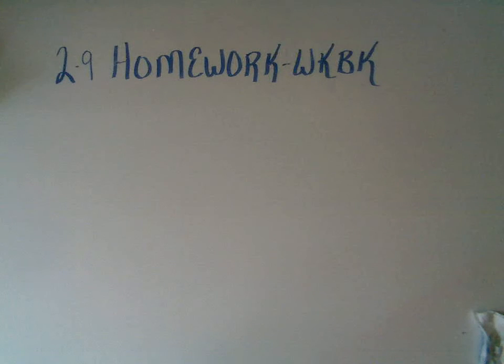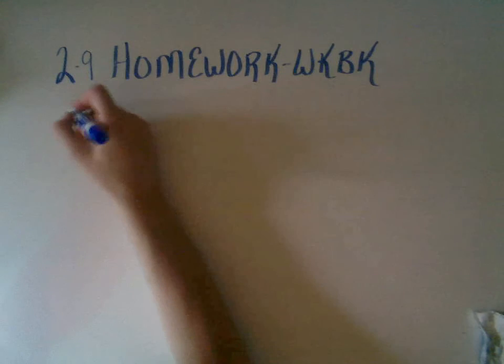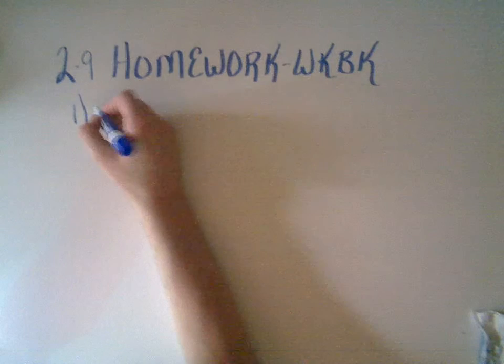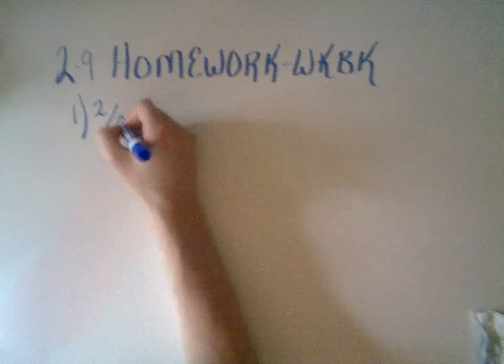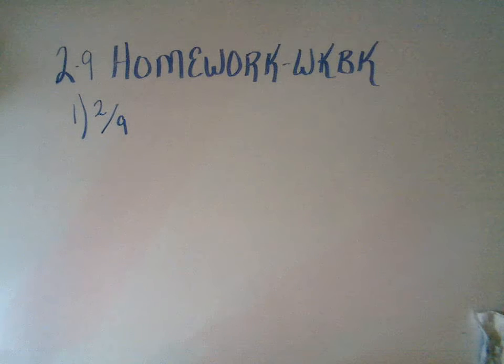This is the homework helper for Chapter 2, Section 9 in the workbook, which is about equivalent fractions and mixed numbers. Okay, so as you can see, the questions in 1 through 6 are all asking you to do the same thing. So we'll model one with number 1, 2/9. And the directions for this question say to find a fraction equivalent to the given fraction.